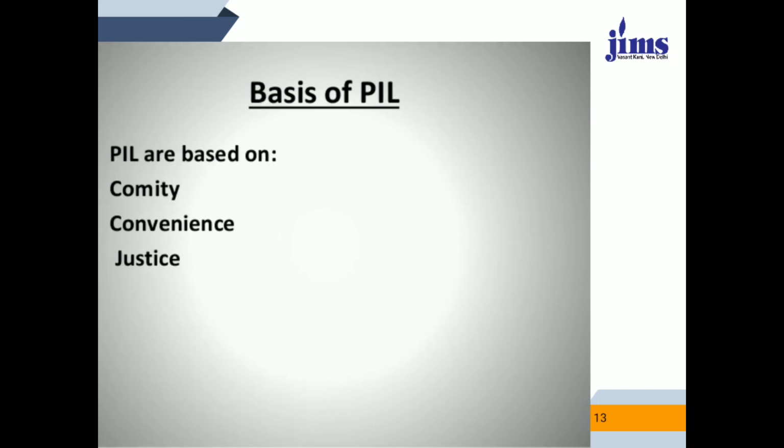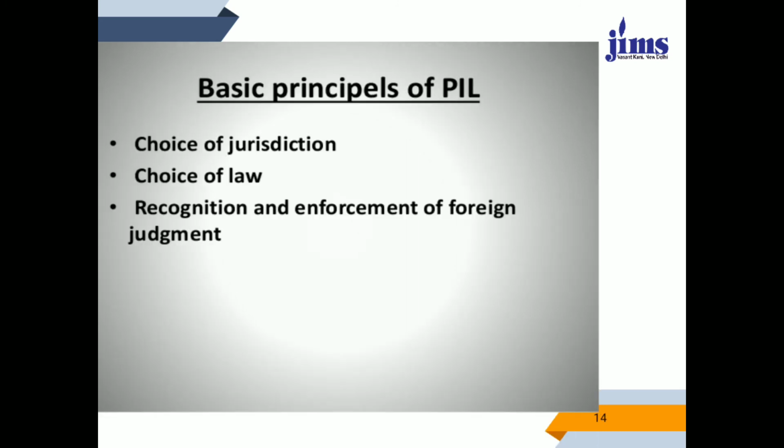Next, PIL is based on comity, convenience and justice. Comity means between the two parties. Convenience means which court is the most appropriate for the parties, and justice is the ideal of every case. Now we have the basic principles of PIL: choice of jurisdiction, choice of law, and recognition and enforcement of foreign judgment. So these are the basic principles of PIL.